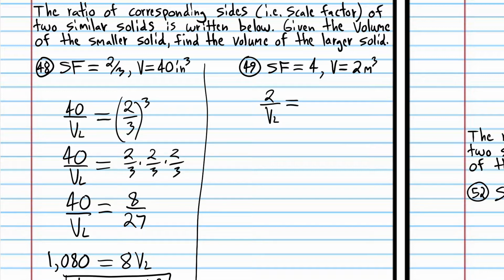So because we're putting the smaller volume on top, I have to put 1/4 cubed. Because 4 is the same thing as 4/1. And that means that the ratio is 1:4 or 4:1. But because I'm putting the smaller volume on top, I have to flip it because 1 represents the smaller number.